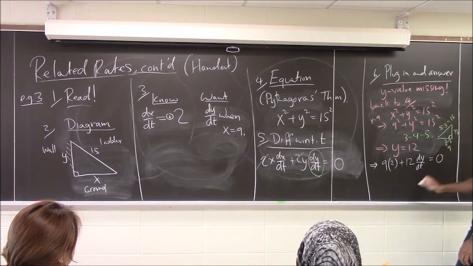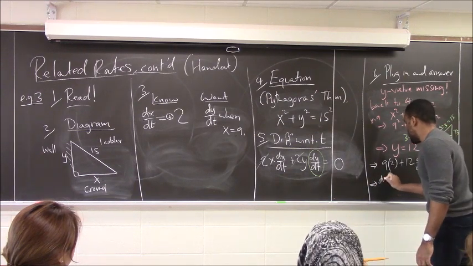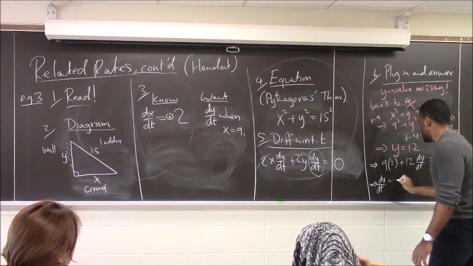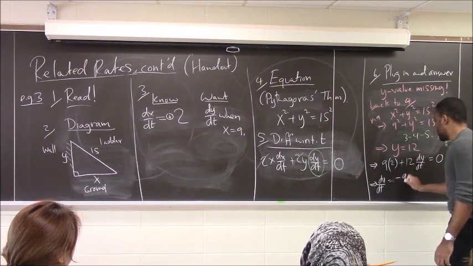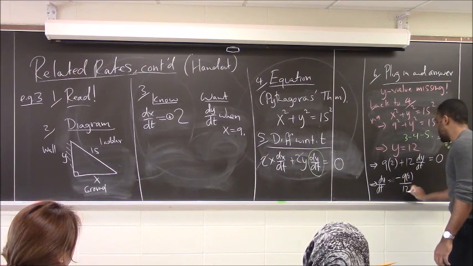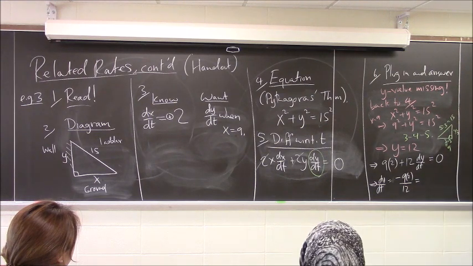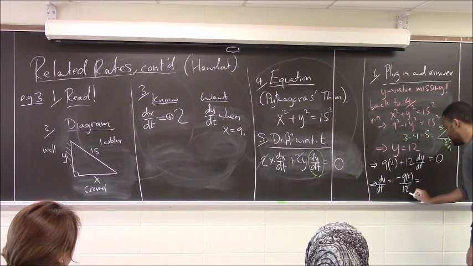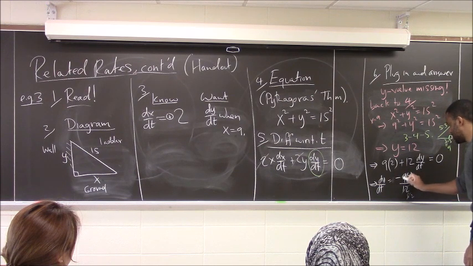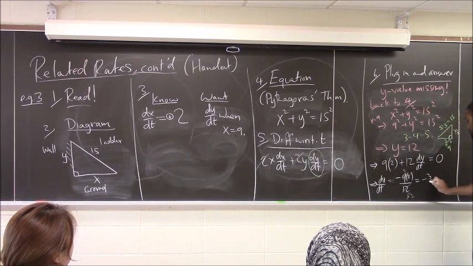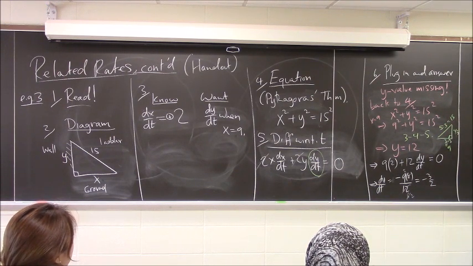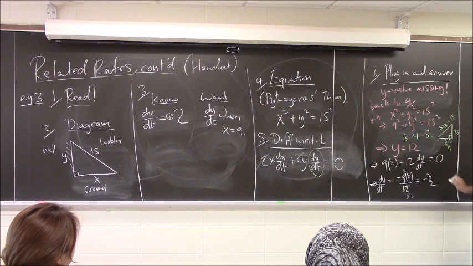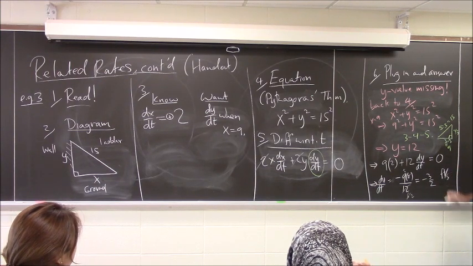It equals 0. So we end up with dy/dt is equal to minus 9 times 2 over 12. 2 into that goes 6, 3 into that goes 3. So minus 3 over 2. And this is also a length, that's feet per second.